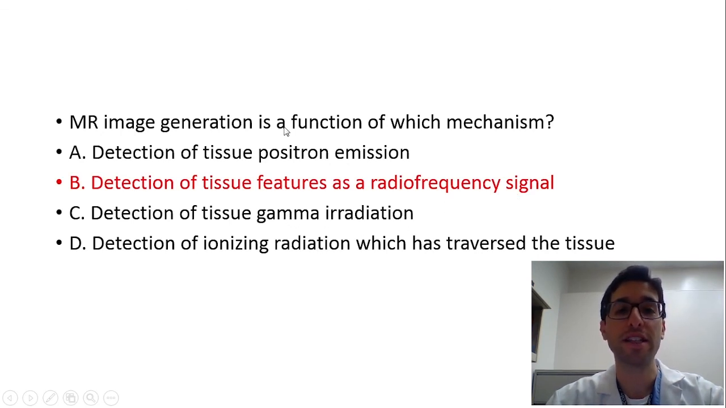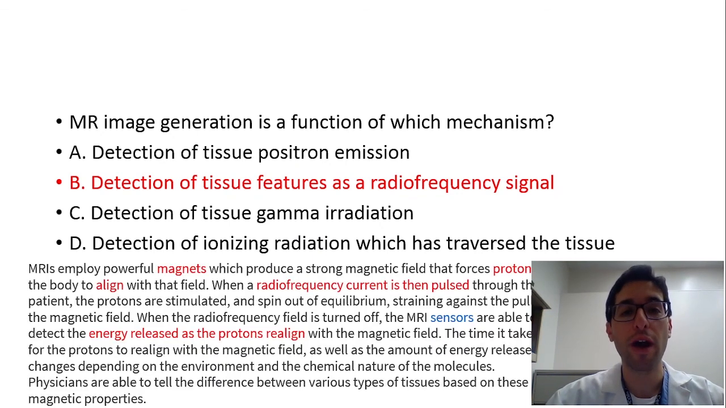So this is a bone scan. This is going to be a PET. So A is a PET, C is a bone scan. So you know it's nothing to do with radiation, right? We know MRI is no radiation. So B is the right answer. Let's just review how MRIs work.